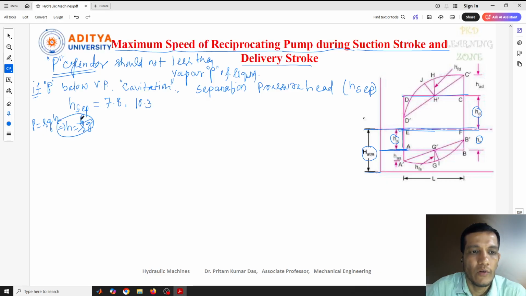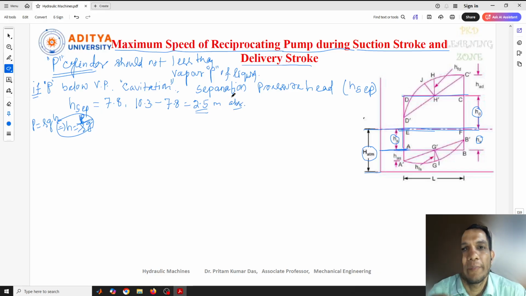So P equals the atmospheric pressure, 1 bar we can consider, and the density is 1000, into 9.81. If you solve this, then we'll get the value. I already told you previously also. So this is the value of H atmosphere, that means the atmospheric pressure head. If you subtract the value of H separation, that means 7.8, how much will we get? Like 2.5. So this much height is there, and that is the absolute pressure.